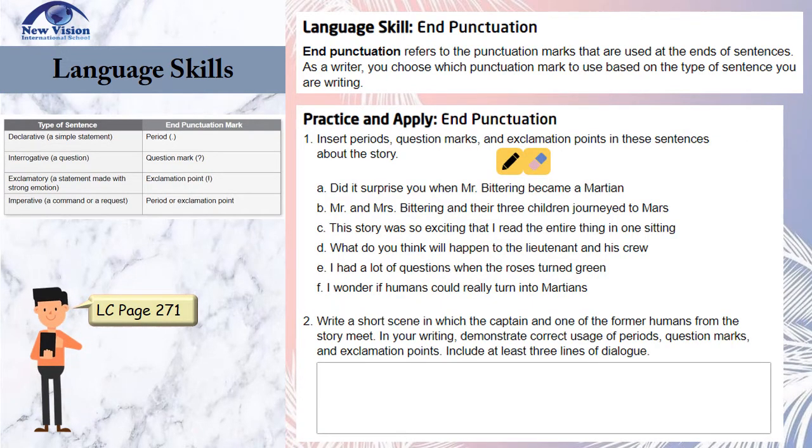Let us practice and apply end punctuation. Insert periods, quotation marks, and exclamation points in these sentences. Please take time to answer this section. As per number 2, write a short scene in which the captain and one of the former humans from the story meet. In your writing, demonstrate correct usage of periods, question marks, and exclamation points. Include at least 3 lines of dialogue. Please take your time to answer this practice.